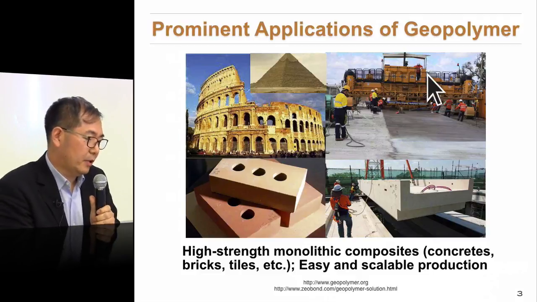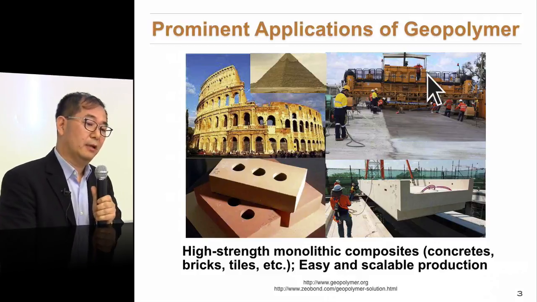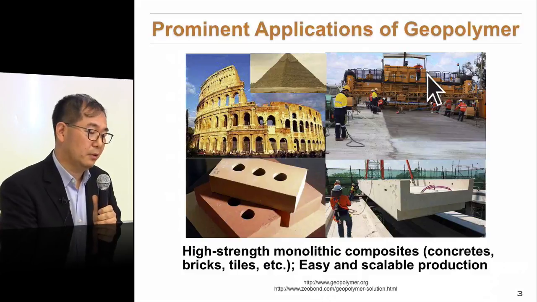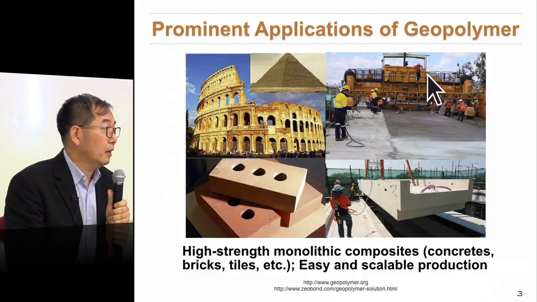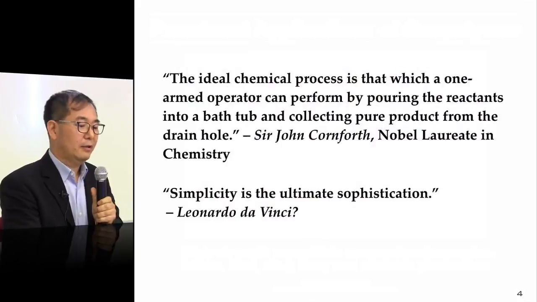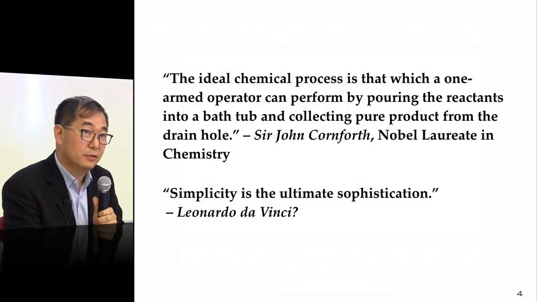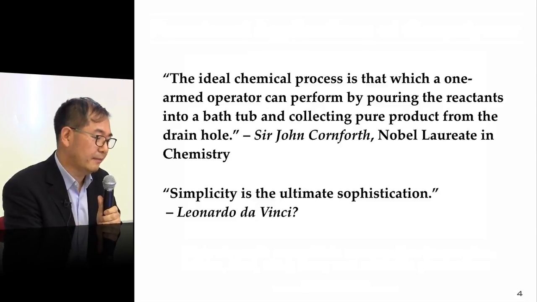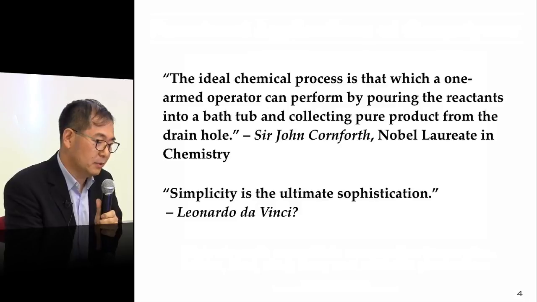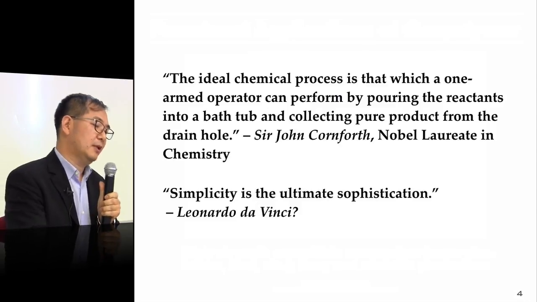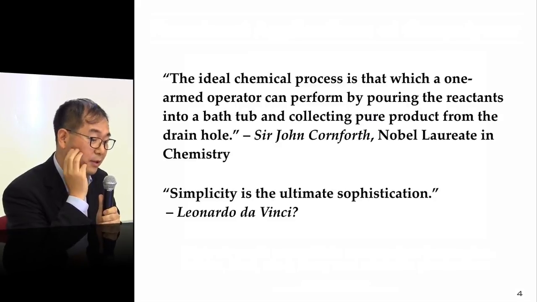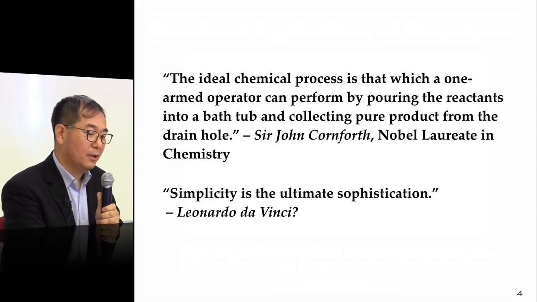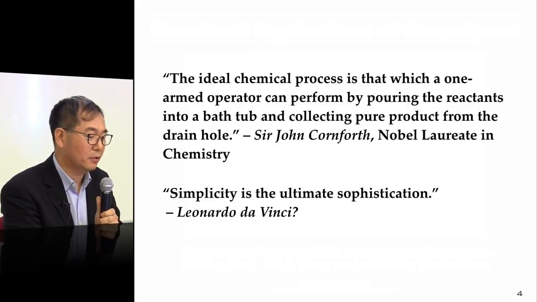But another thing that you realize is that even ancient people could use geopolymer technology. And the people in the field, they can produce geopolymer as long as they know the formula, they know the process. So the geopolymer process is actually a fairly easy process. I mean, to chemists, this is fairly easy to do. And an easy process is very important in producing materials and chemicals in large scale. So this is a quote by Sir John Cornforth, a Nobel laureate in organic chemistry. What he said was the ideal chemical process is that which a one-armed operator can perform by pouring the reactants into a bathtub and collecting the pure product from the drain hole.